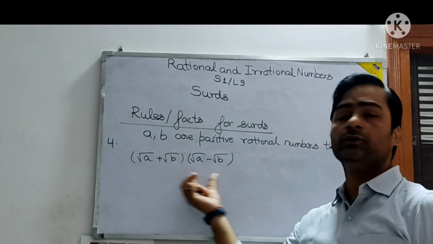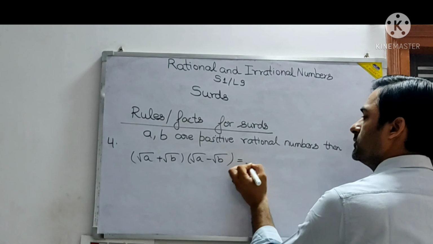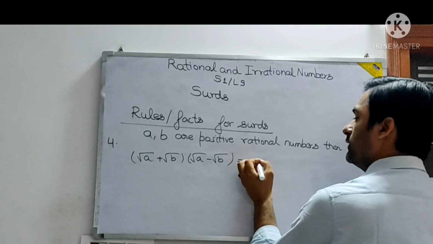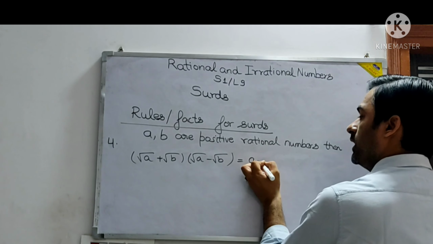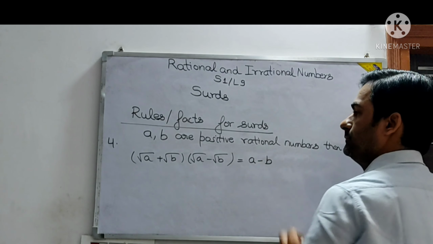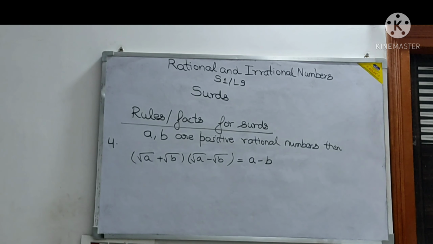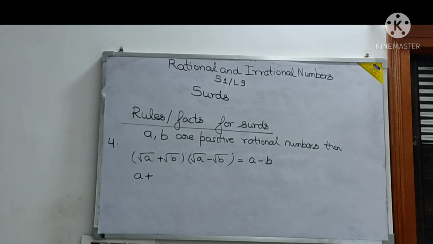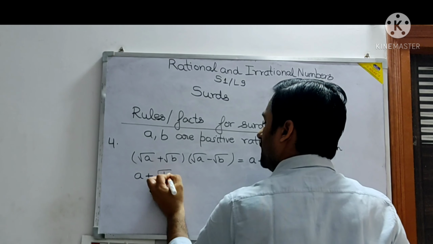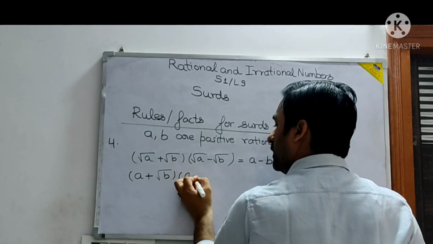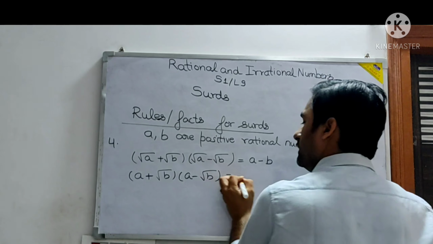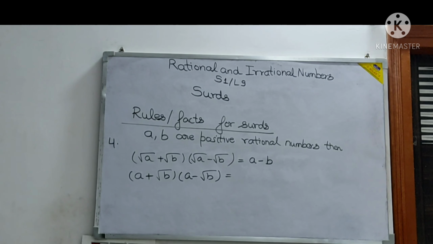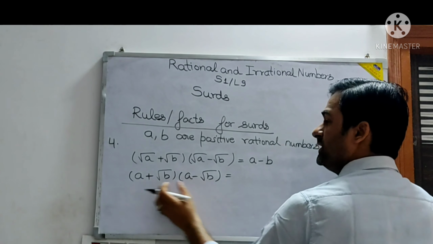Don't you feel it is a plus b into a minus b form? So it will be a square minus b square. Root a square will be a, and root b square is b. So a plus b into a minus b is a square minus b square. Second thing is a plus root b into a minus root b. Again a plus b into a minus b, so a square.